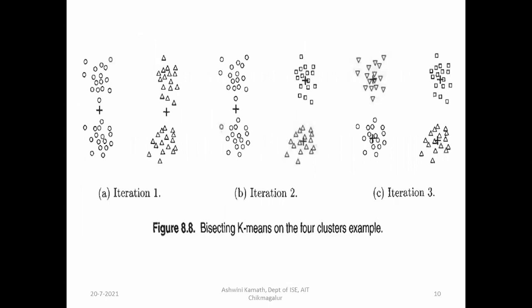So this is bisecting K-means on the 4-cluster example. This is iteration 1. If we want to divide the data into 4 clusters, initially you divide it into 2 clusters.